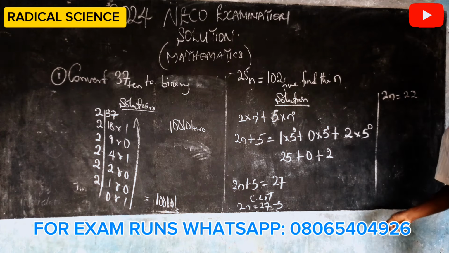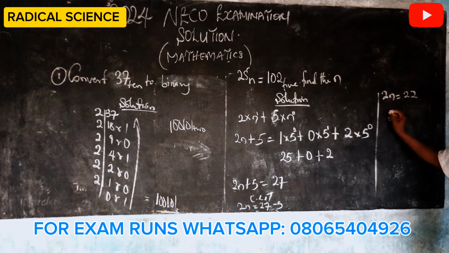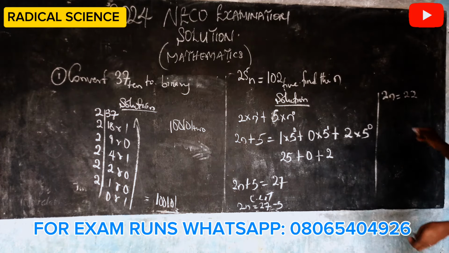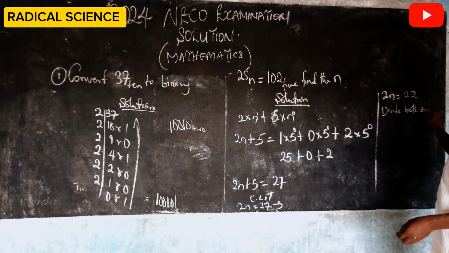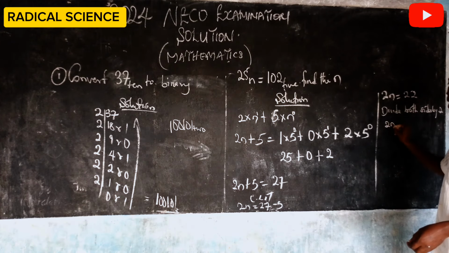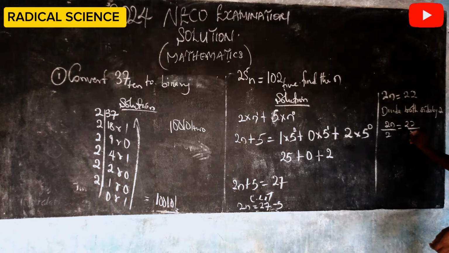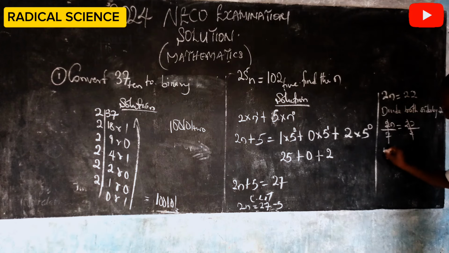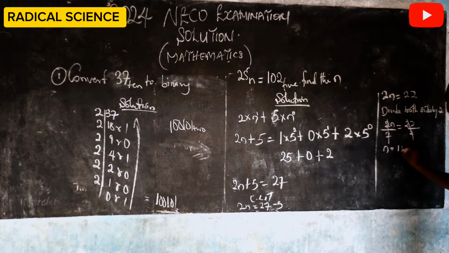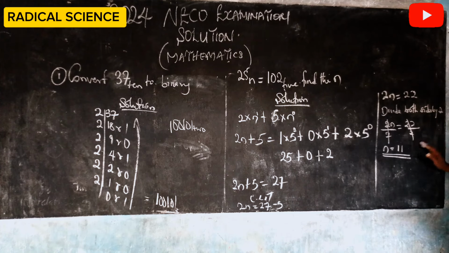If we divide both sides by 2, I will have 2n over 2 equals 22 over 2. If you divide both sides by 2, we are going to have that the value of n is 11. The value of n is 11.